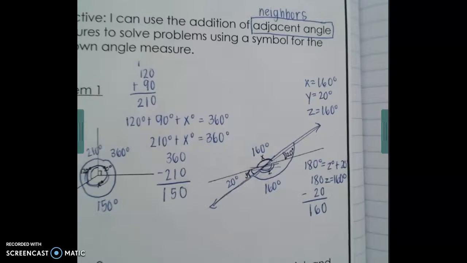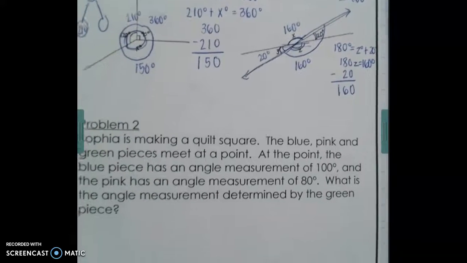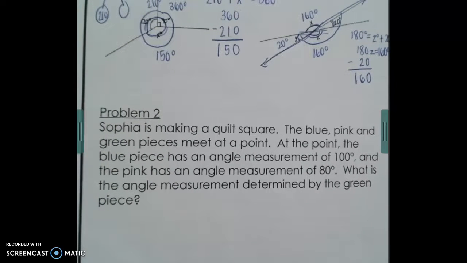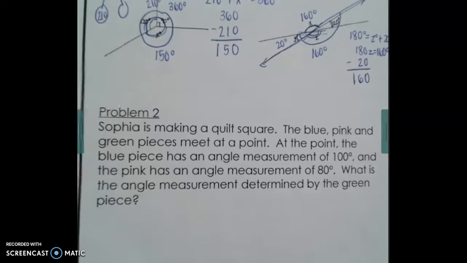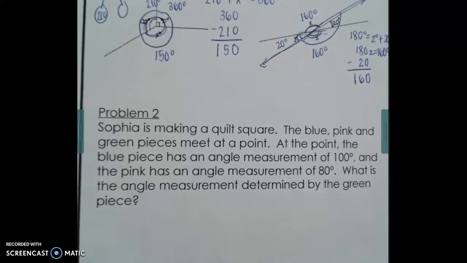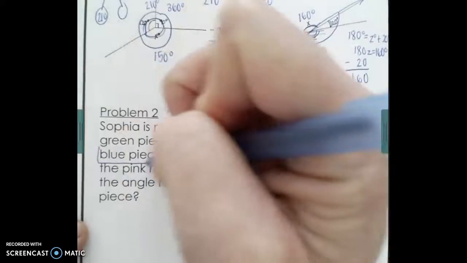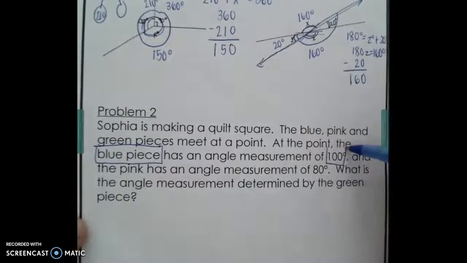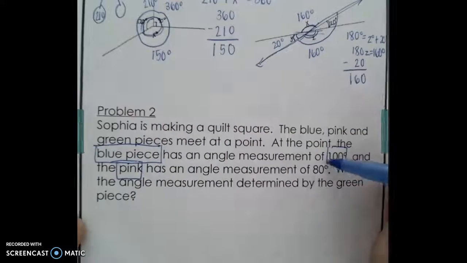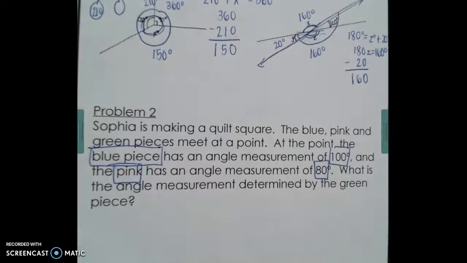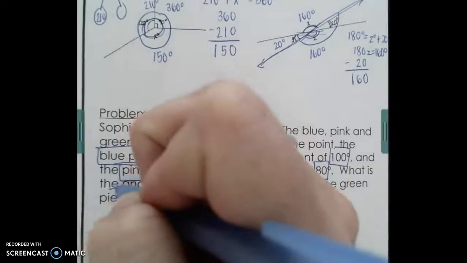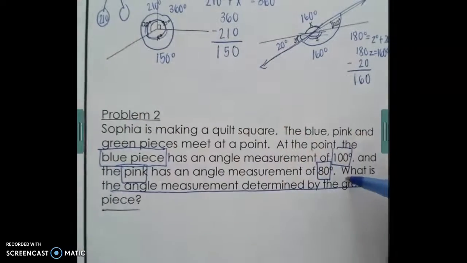All right, now let's look at this as a word problem. So it says, Sophia is making a quilt square. The blue, pink, and green pieces meet at a point. At the point, the blue piece has an angle of 100 degrees, and the pink has an angle of 80 degrees. What is the angle measurement determined by the green? So I'm just going to box up things. So blue piece I know is going to be 100 degrees. My pink piece is going to be 80 degrees, and then I got to find out what my green piece is. So what is the angle measurement of my green piece?